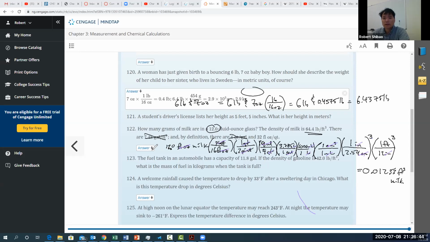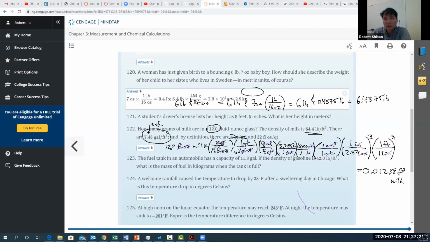All right, let's see what they got. I like this. Why do I like this? Let me show you. I don't like this conversion factor. Number one, nobody has this one memorized. So reason number one, I dislike this. Nobody has this one memorized. Number two, this conversion factor is only good to 3 sig figs.